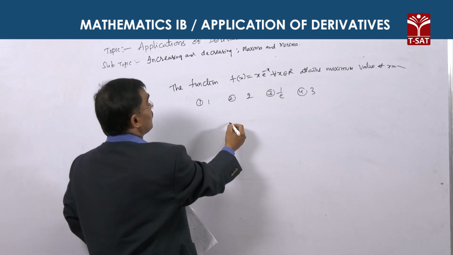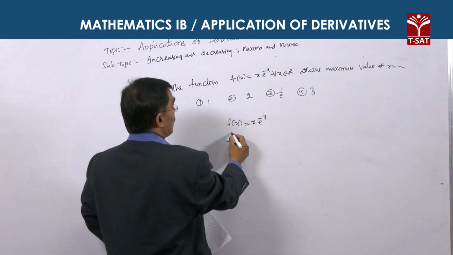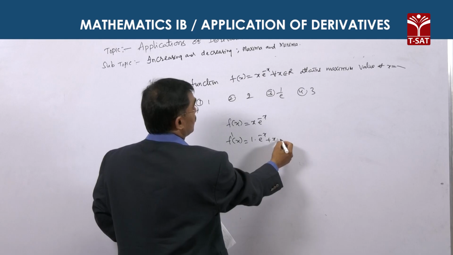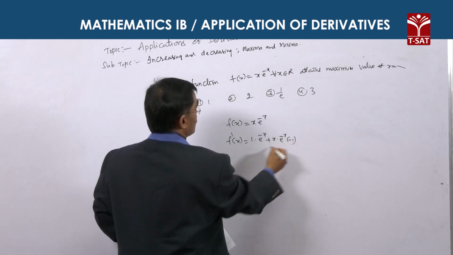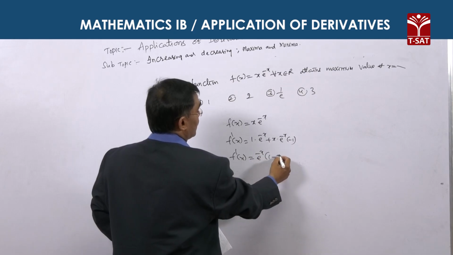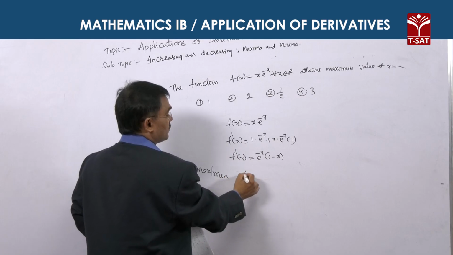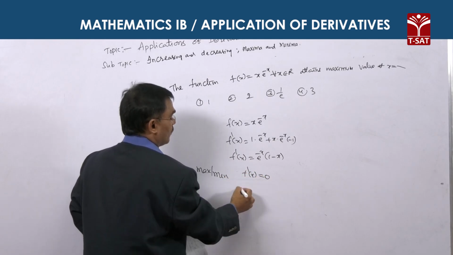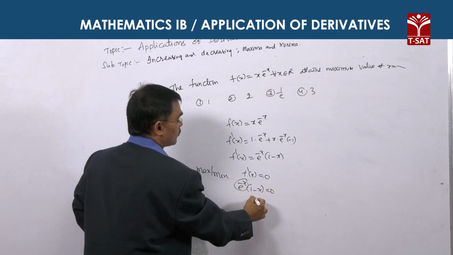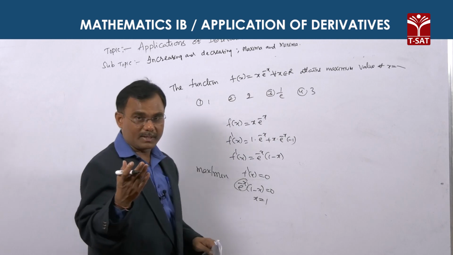Right. The given function is f(x) = x e^(-x). What is f'(x)? It is 1 into e^(-x) plus x into e^(-x) into minus 1. So f'(x) = e^(-x) into (1 minus x). For maximum or minimum, f'(x) = 0, so e^(-x) into (1 minus x) = 0. e^(-x) is always positive, so x = 1. The function has a maximum or minimum at x = 1.